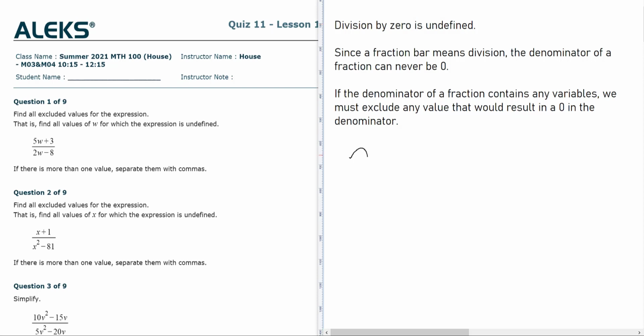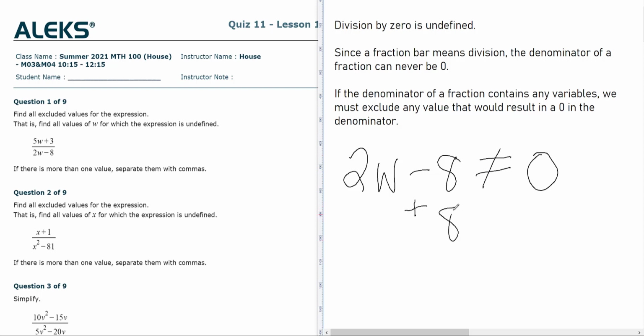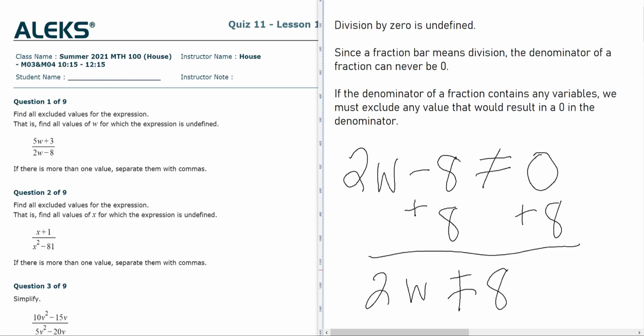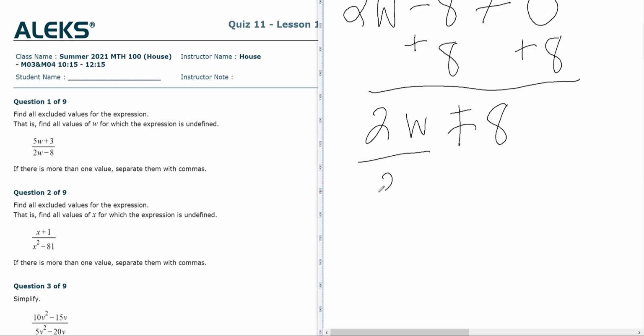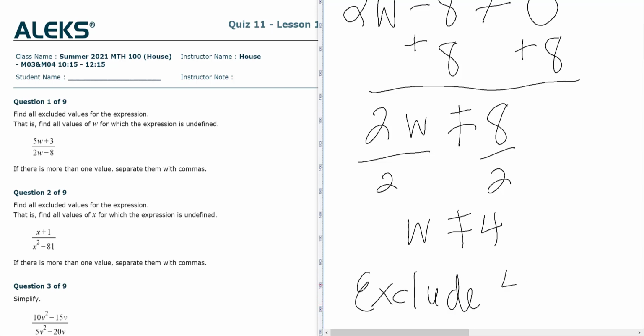So what we know is that 2w minus 8 can never be 0. So I use the symbol for not equal. So if I add 8 to both sides, 2w cannot equal 8. And if I divide both sides by 2, we're saying that w cannot be 4. So we must exclude the value 4 from ever being entered into this fraction.